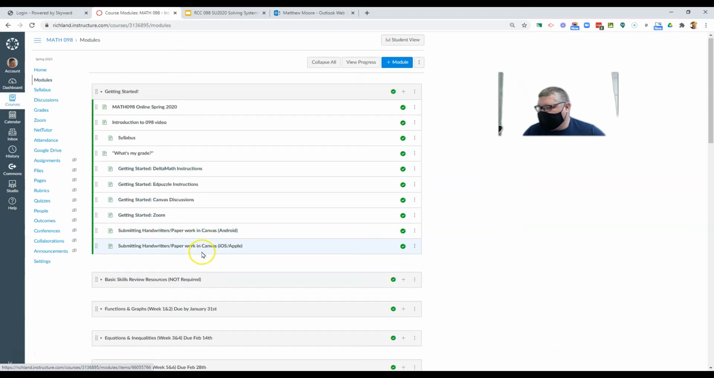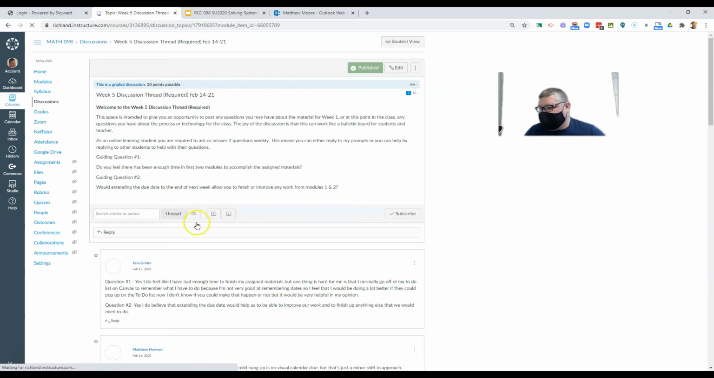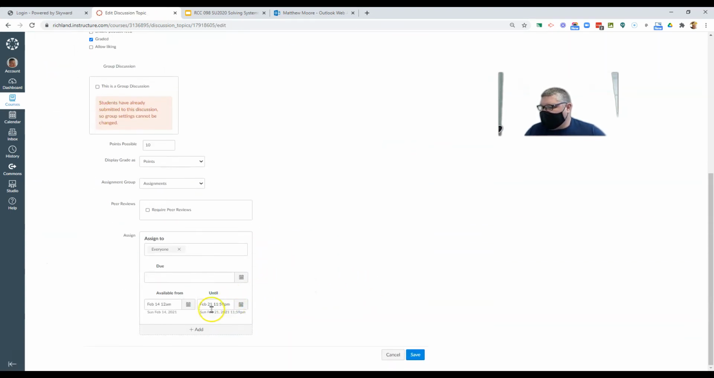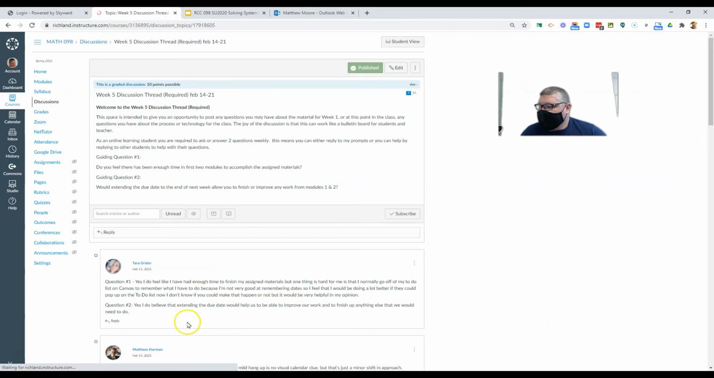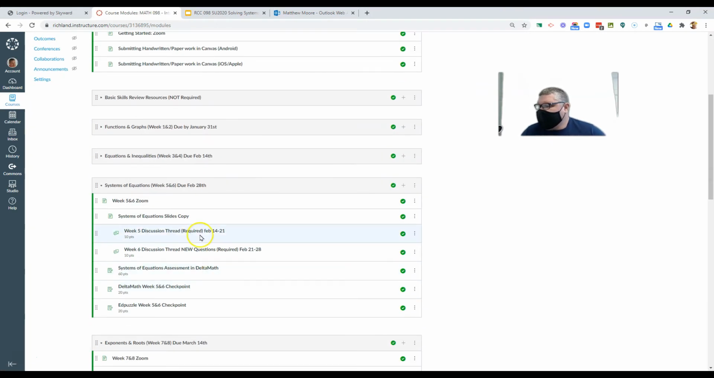So we'll head back over here to modules. You also need to make sure that discussion 5 was already due. That was due this past Sunday, but since it's part of this chapter, I will go ahead and extend it to this coming Sunday. So if you didn't put something in for the discussion for week 5, go back and make sure it's accomplished so that you get credit for it.